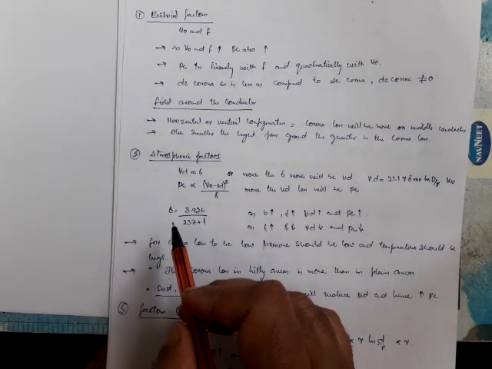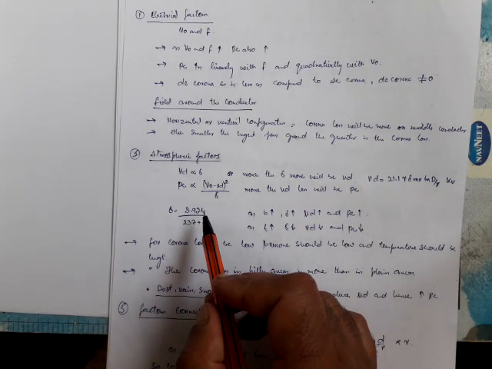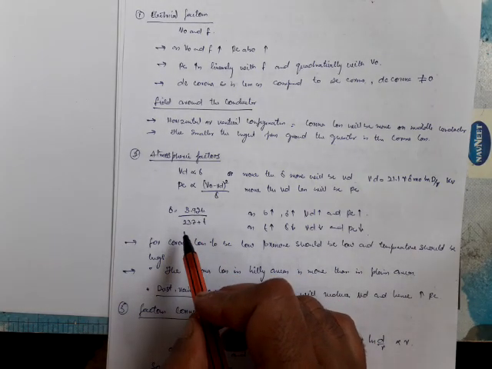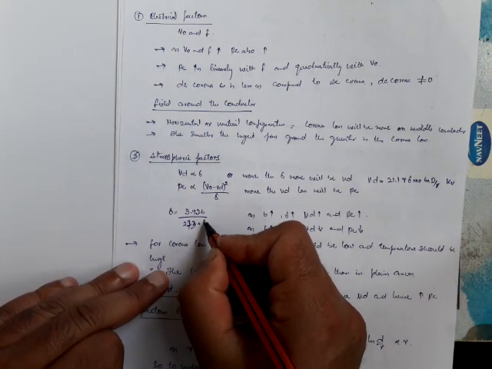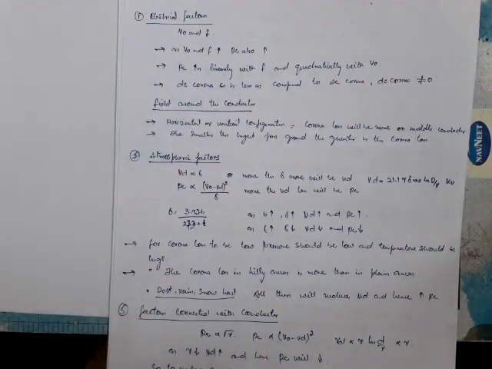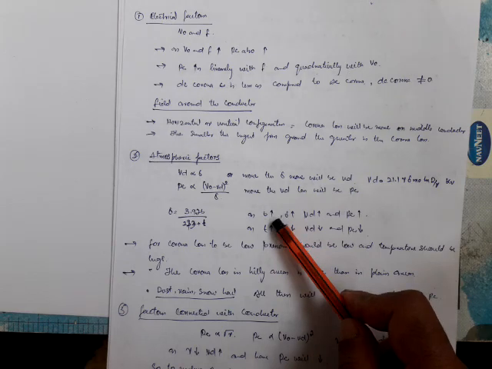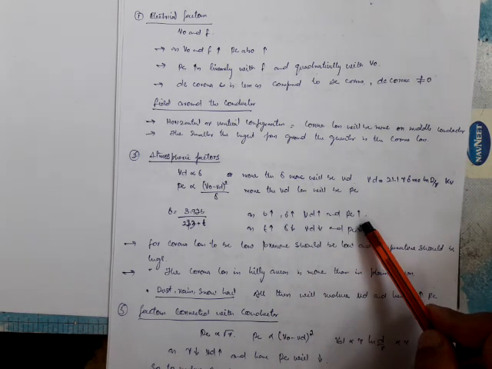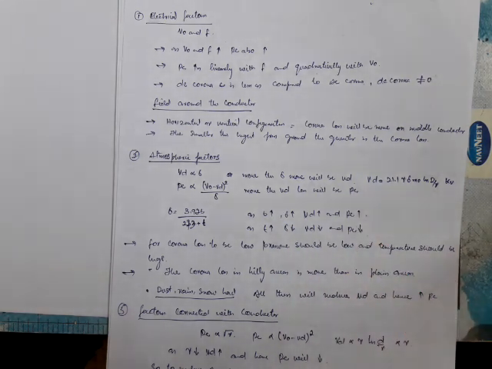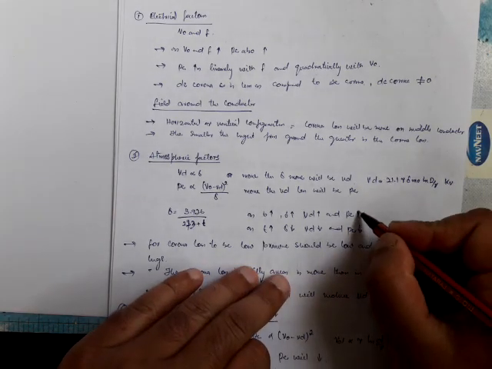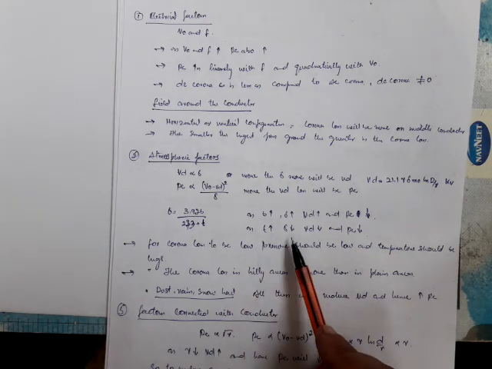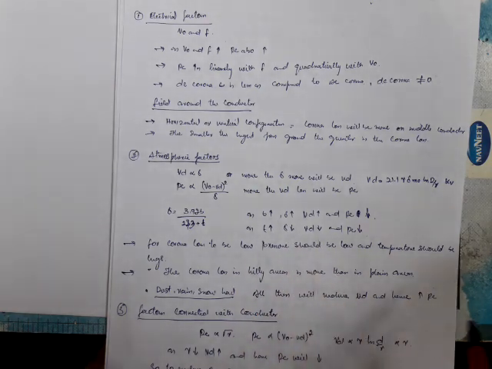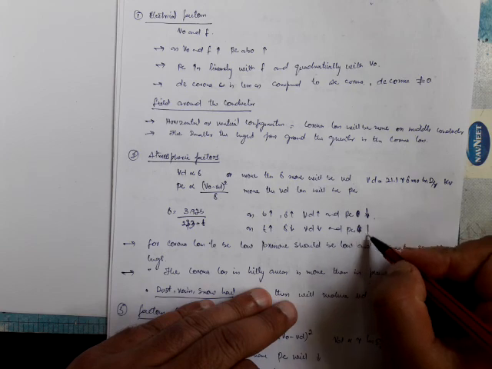So now this delta is equal to 3.92 B divided by 273 plus T, where B is the barometric pressure and T is the temperature in centigrade. If B increases, delta increases, VD increases, that means PC will decrease. If T increases, delta decreases, VD decreases, and PC will increase.